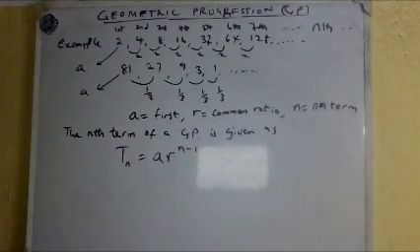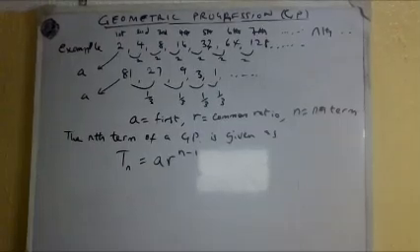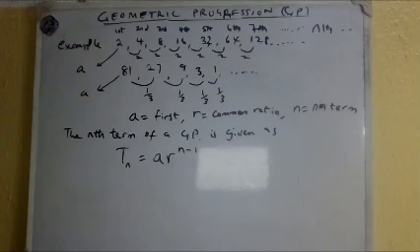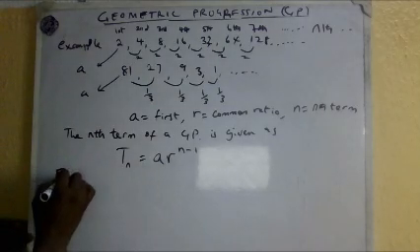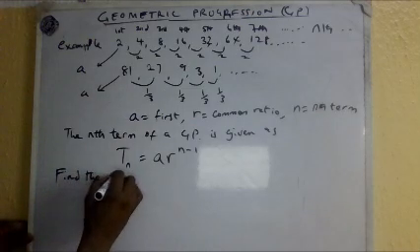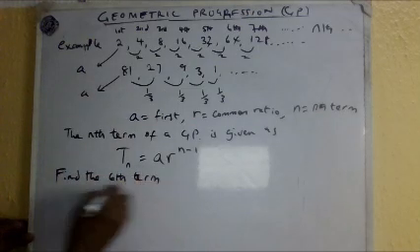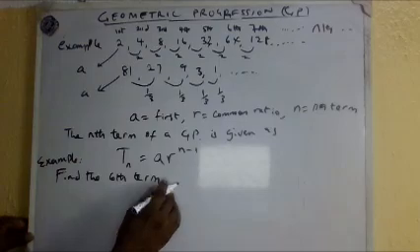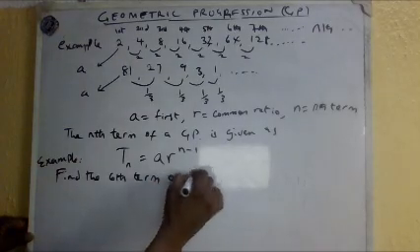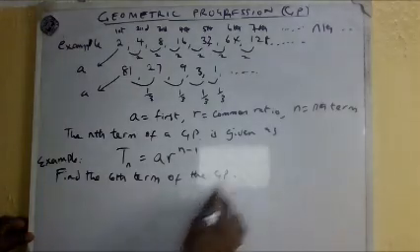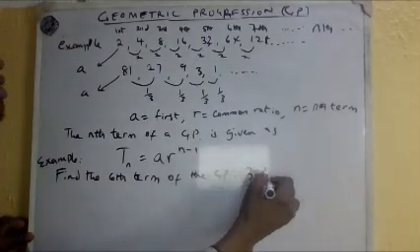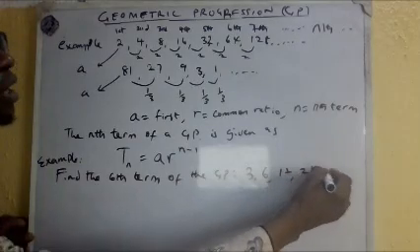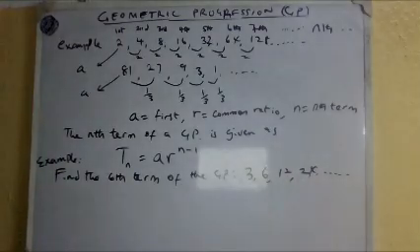So we'll quickly apply what we just defined in a practical question. Example. Find the sixth term of the GP. Okay, so the GP is given as 3, 6, 12, 24, and so on. Okay, so that's the GP.